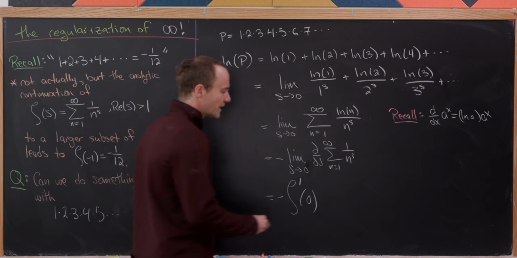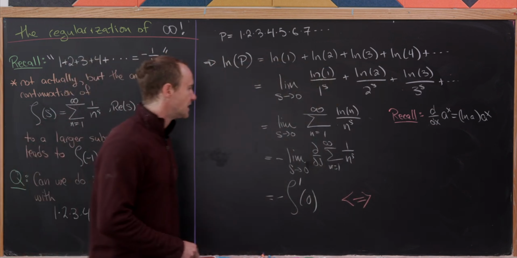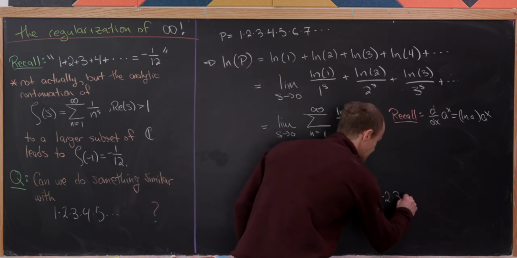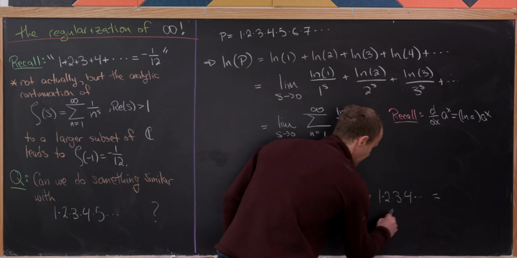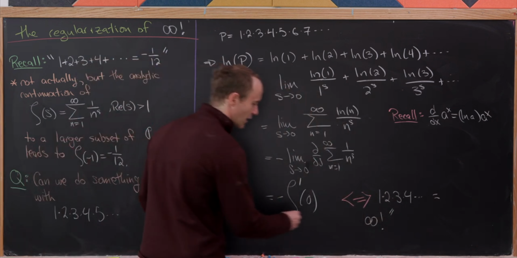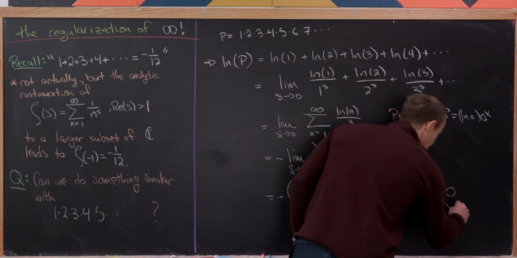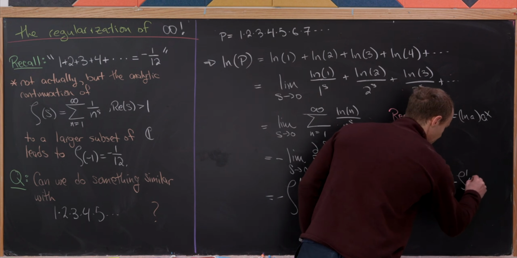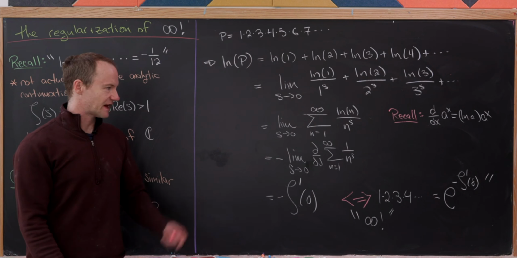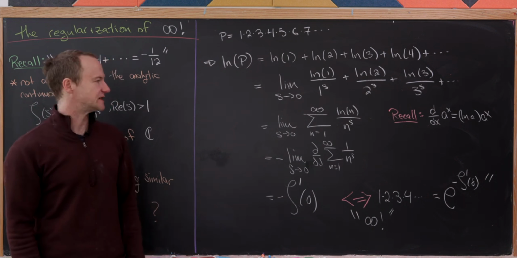But now from here, we could exponentiate both sides, and then we would have our answer. And our answer would be something like this. So 1 times 2 times 3 times 4, and so on and so forth. In other words, the number, quote unquote, infinity factorial, and I'll put this in heavy quotes, is equal to e to the minus zeta prime of s. So, okay, well now that's sorted. We just have to find the derivative of the zeta function evaluated at 0. I should have said 0 before.